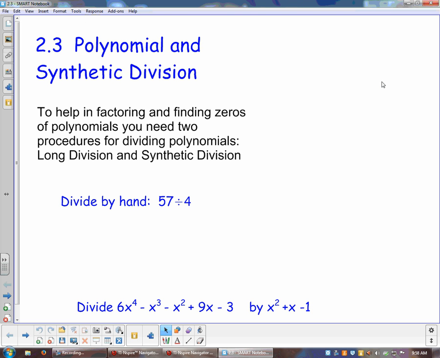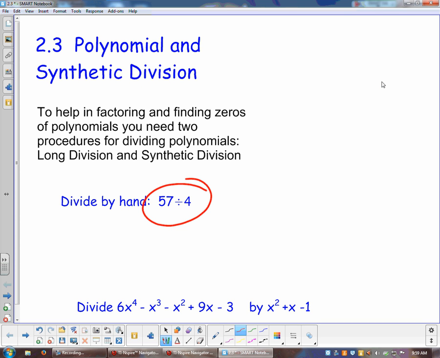Okay, we are looking at section 2.3, polynomial and synthetic division. To help in factoring and finding zeros of polynomials, you need two procedures for dividing polynomials: long division and synthetic division. All right, so before we get into polynomial division, can we just review what you must have learned back in 3rd grade or 4th grade?